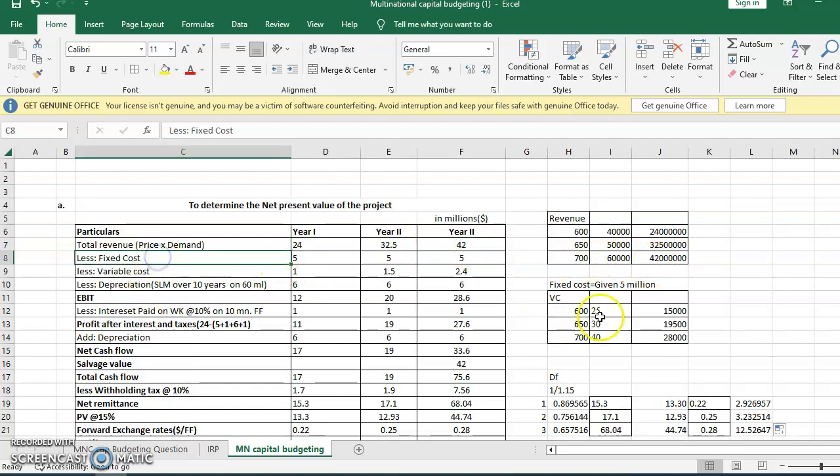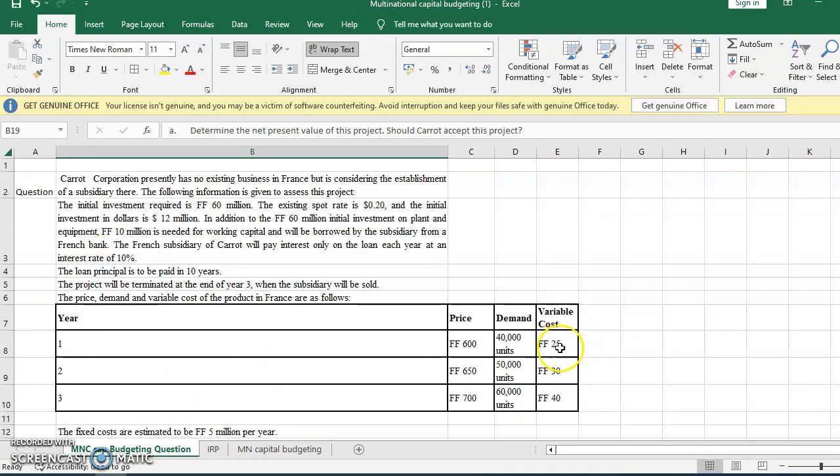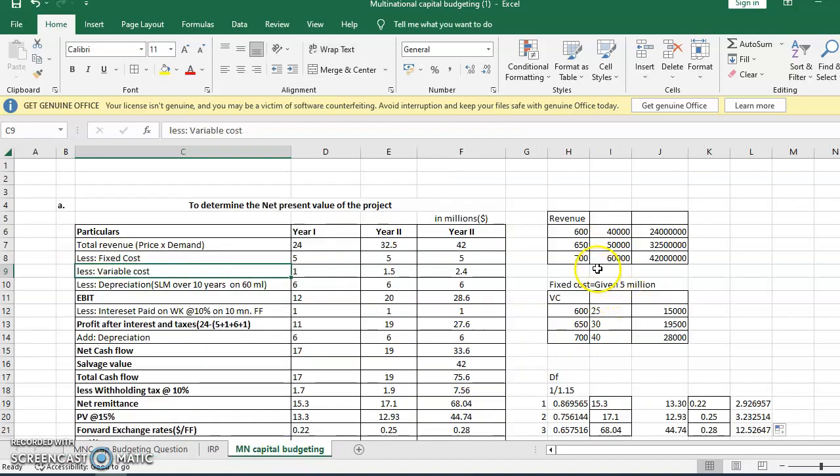Less fixed cost. Fixed cost is given to you, that is 5 million. As it is, I've taken 5 million. Less variable cost. How did we take variable cost? Look at this. In the question, they have given you the variable cost. French francs is 25, 30 and 40. So therefore, on the total number of units that is demanded, I've taken 600 into 25, which is 15,000.